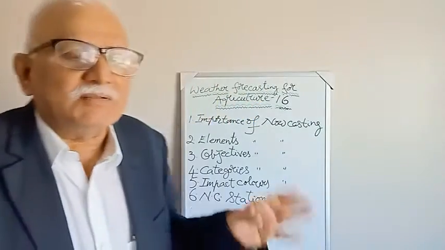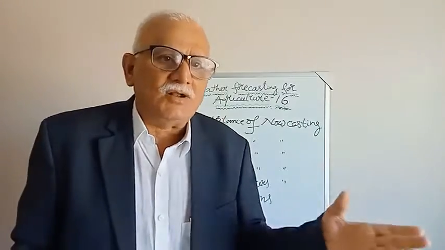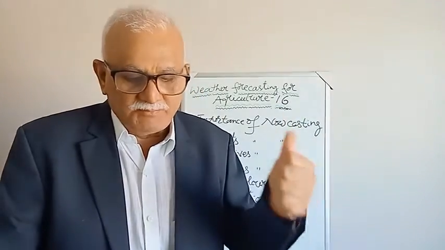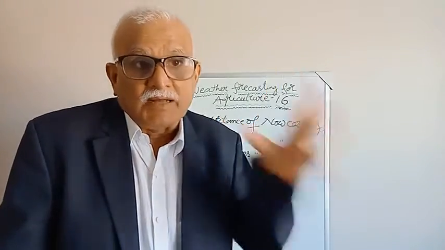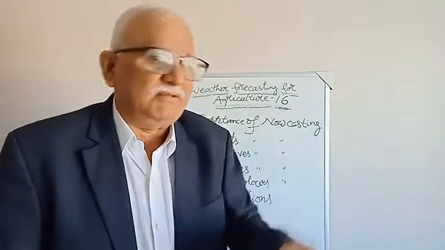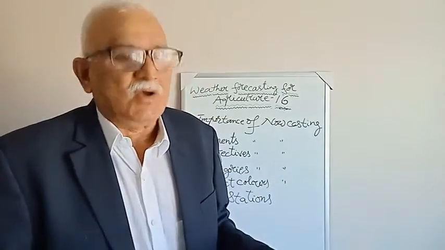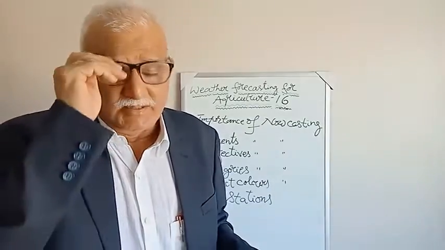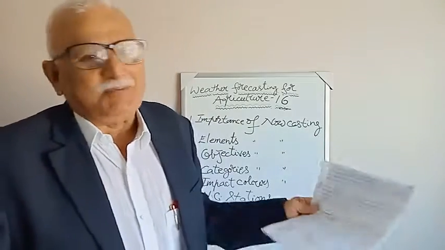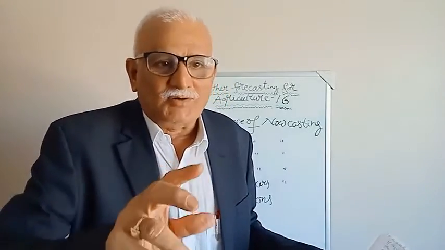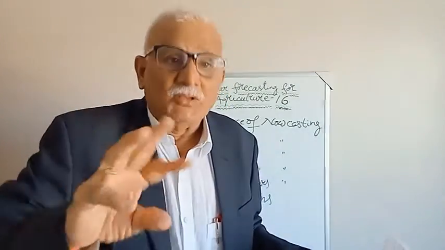What are the elements involved? The elements involved are thunderstorms and rainfall. So the objective is to convey the impact of severe weather. What are the categories? There are different categories of nowcasting. In nowcasting, no weather means absolutely no problem. If weather is there, it may be rain: slight rain, moderate rain, heavy rain, very heavy rain, snow, and similar.